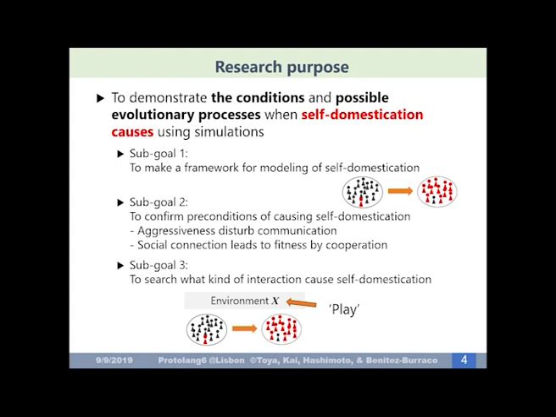There are three sub-goals in this study. First, sub-goal one, we will make a framework for modeling self-domestication. And second, to confirm preconditions of causing self-domestication. One is that aggressiveness disturbs communication, and another one is that social connection leads to fitness by cooperation. And third, to search what kind of interaction causes self-domestication. Our candidate is prey.